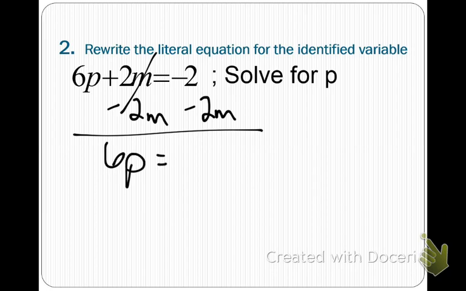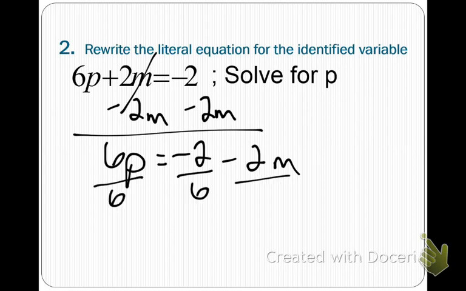Okay? So I want to zero out the m term. Now again, negative 2 and negative 2m are not like terms, so I cannot combine them. Okay? And then I have to get rid of that 6, so I divide through by 6.